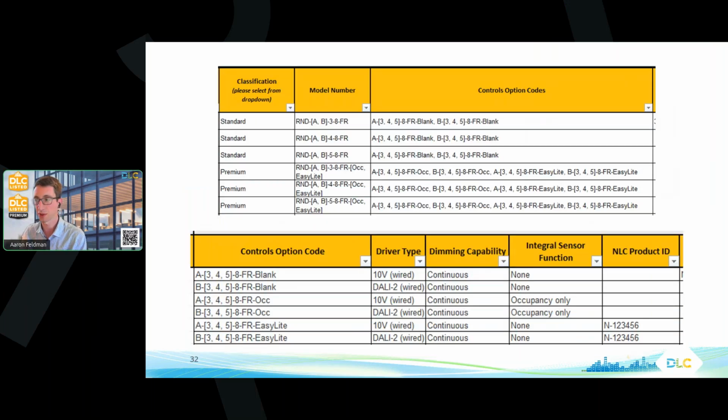And I'll go through that a little bit more in the next slide here. So that top screenshot is showing the model numbers as well. And then the bottom screenshot is the control option codes that are available for these models. So you have the different drivers by A and B on the far left of those control options codes. And then we have 2 for blank, and the capability shown for those, as well as the OCC and the Easy Light, and the various capabilities for those different options within the model number.